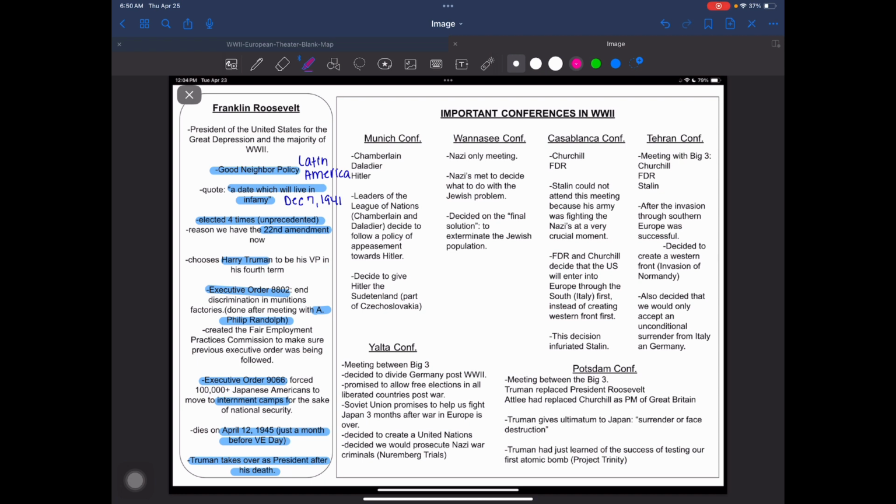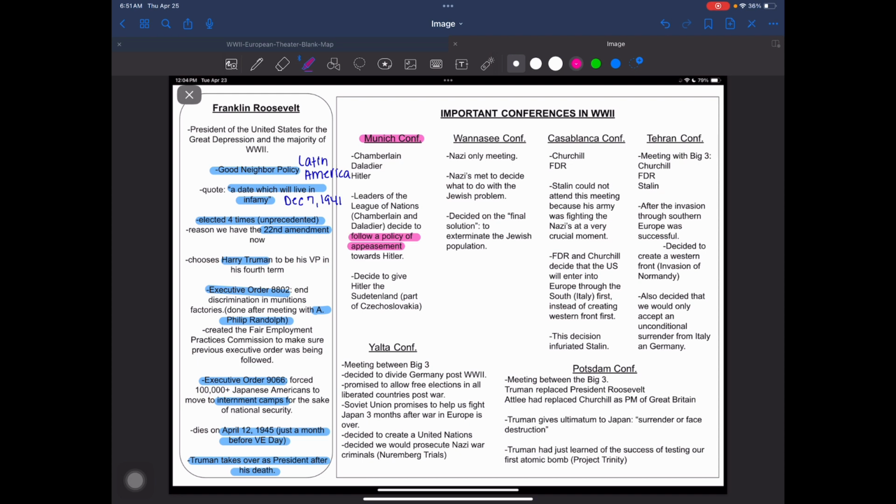The Munich Conference, that is where the League of Nations met with Hitler prior to World War II, when Hitler was doing all the things that he wasn't supposed to be doing. He was violating the Treaty of Versailles and things like that. And they meet with him, and this is where they follow the policy of appeasement. And they give Hitler specifically the Sudetenland, which is a part of Czechoslovakia. And they're under the impression that Hitler was going to be satisfied, and we know that he was not. He will wind up taking over the rest of Czechoslovakia, and then shortly after that, invading Poland, which is actually what started World War II.